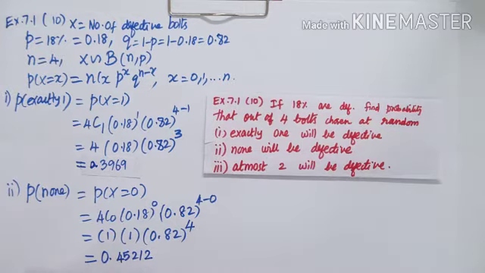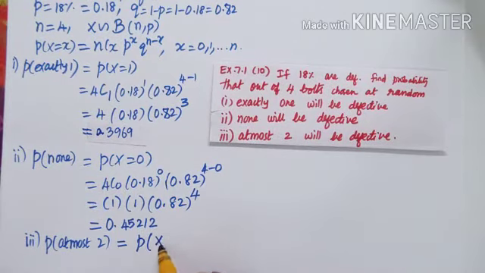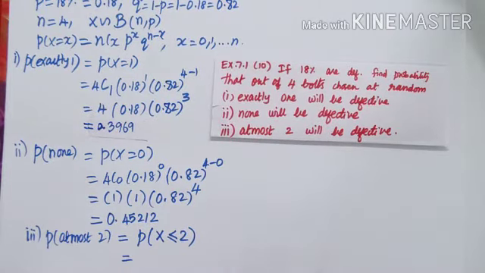0.45212. The third part of the question is the probability that at most 2 will be defective. What does the word at most mean? At most is P of X less than or equal to 2. Remember in the earlier problem we said at least. At least tells me greater than or equal to. At most tells me less than or equal to. Which are the values less than or equal to 2? It is P of X equal to 0 plus P of X equal to 1 plus P of X equal to 2.